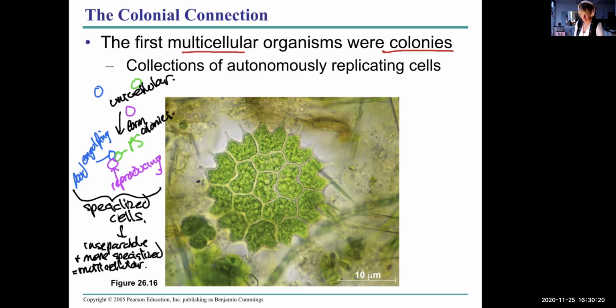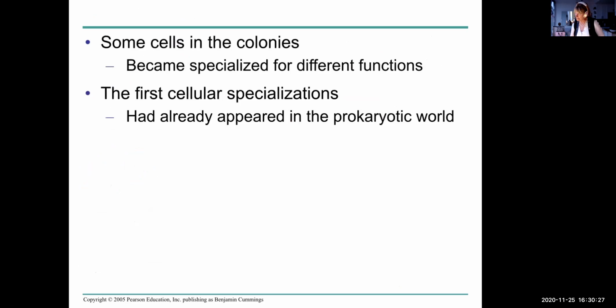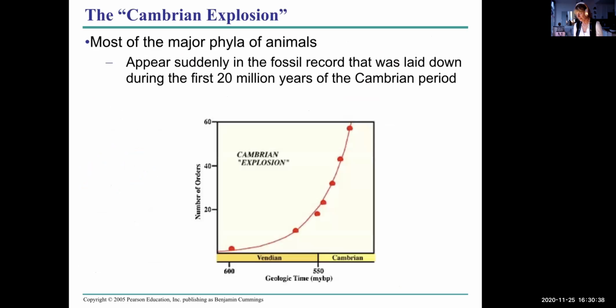Multicellularity. Yeah, so some cells became specialized in different functions, and some of those specializations had already appeared in the prokaryote world. But when we look at the film, I think Attenborough takes us up to the Cambrian explosion. So he's looking at a lot of things that I haven't mentioned in this talk. But this is when the major phyla of animals seem to have suddenly appeared.